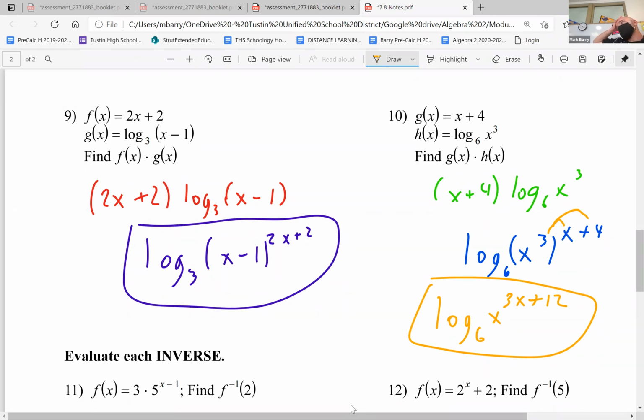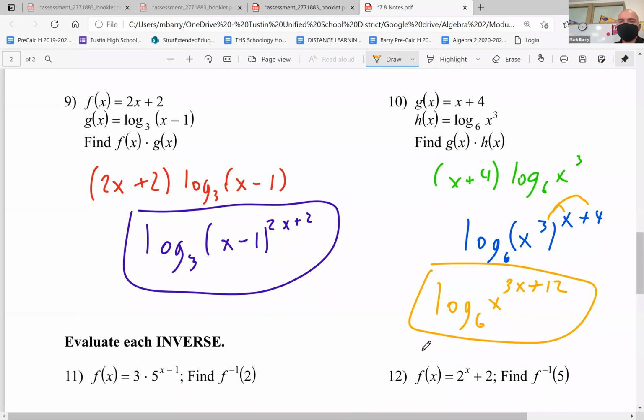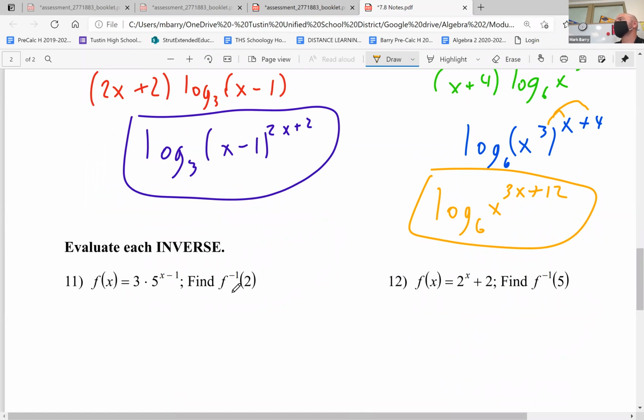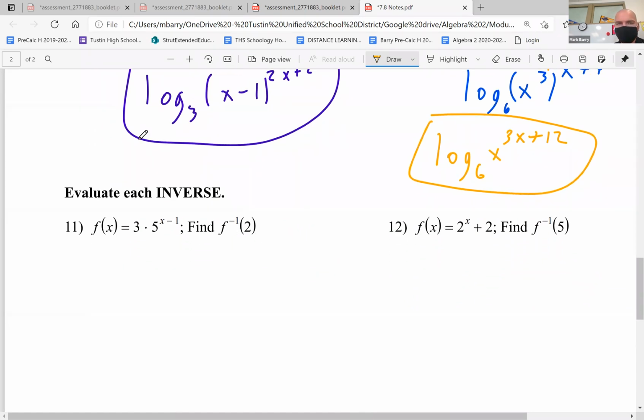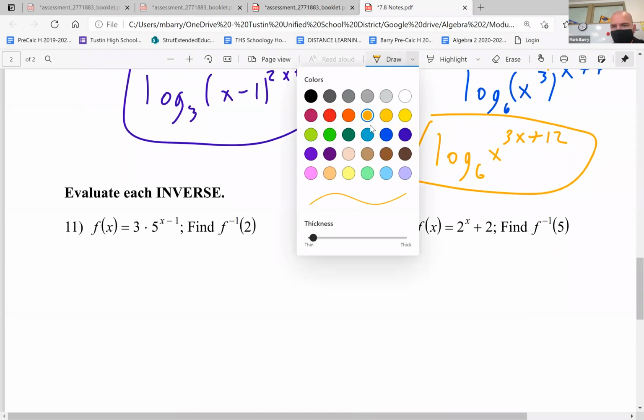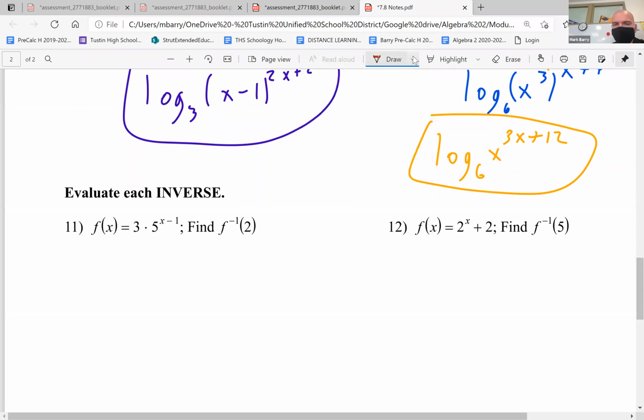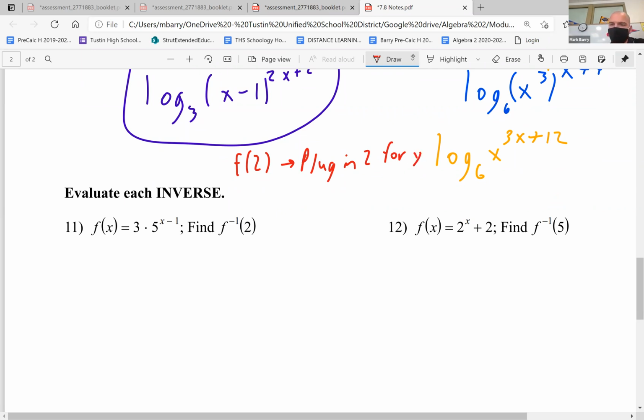Okay, awesome. Now we're going to switch over and do some inverses. We did these earlier in the year, but it's been a while. So let me give you a quick reminder here. So make sure you get this down right here. So if you have something like f of 2, you're supposed to plug in 2 for x, okay? Plug in 2 for x.